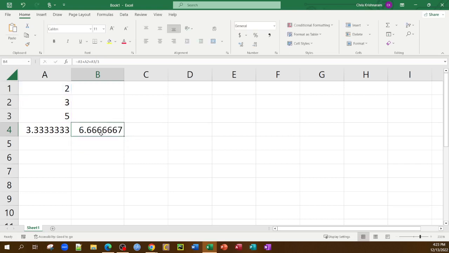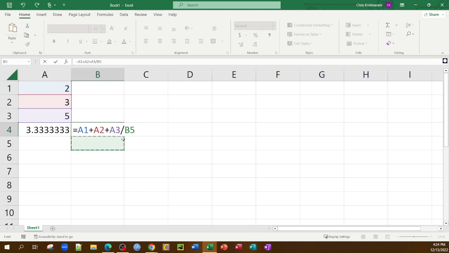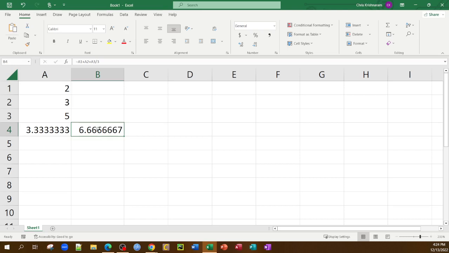Let me break it down again. We know that to find the average of any group of numbers, you add all of those numbers together and you divide by the amount of those numbers. So that's what I'm doing right now. I'm adding the three numbers, A1 plus A2 plus A3, and then I'm dividing by 3 because I have three numbers. You guys following? Yes, sir. So it's a simple BODMAS issue that we have right now.